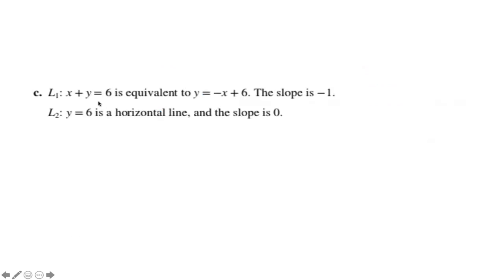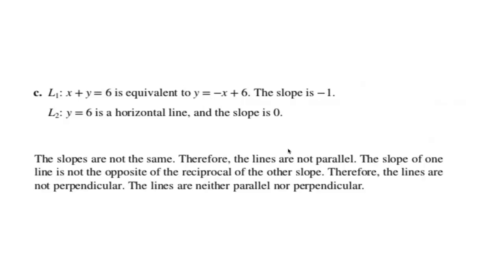And finally, I look at part C. Again, I can solve for y. The slope is -1. This line is horizontal, as we saw in last week's lecture, so this has zero slope. That means these two lines are neither parallel nor perpendicular.